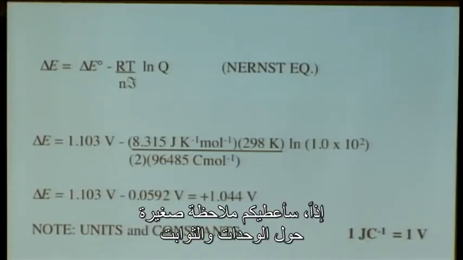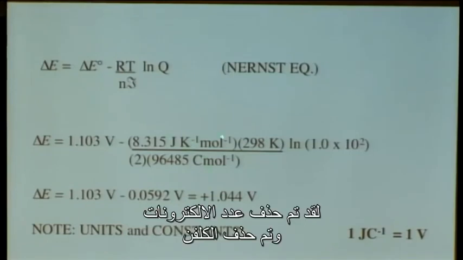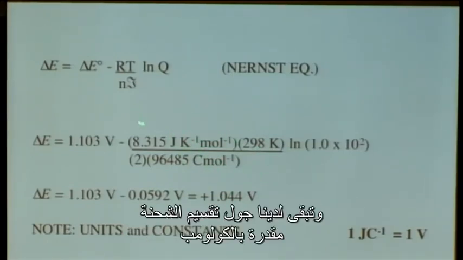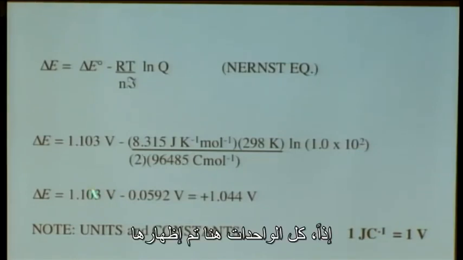So just a note about units and constants. Where did volts come from here? Well, the moles canceled out, and the Kelvin canceled out, and we were left with joules per coulomb, and conveniently for us, joules per coulomb is a volt. So all our units add up here.